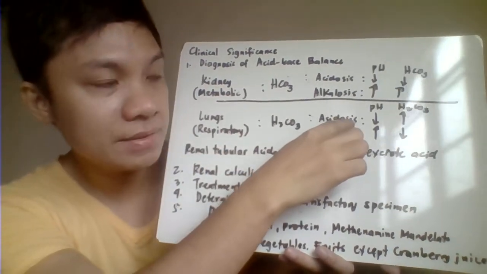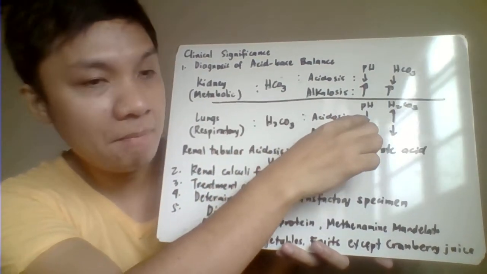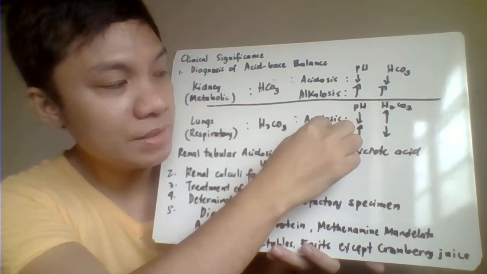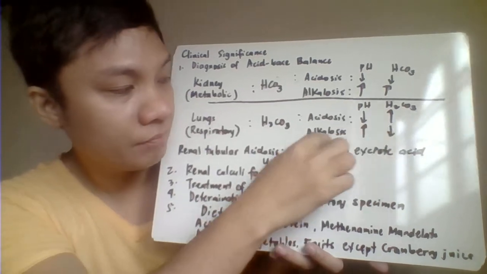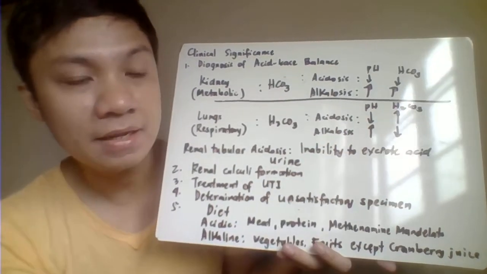Respiratory acidosis, so again, we have the pH and carbonic acid. Respiratory acidosis, mababang pH. This one is acidosis. Okay, then acidosis siya, dapat madami kang acid. That's why mataas ang ating carbonic acid. Respiratory alkalosis naman, mataas ang pH, mababa ang ating carbonic acid.